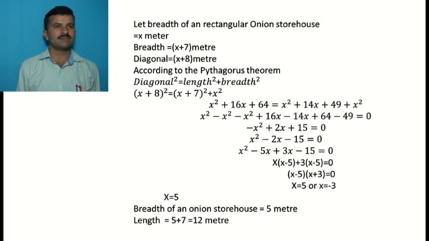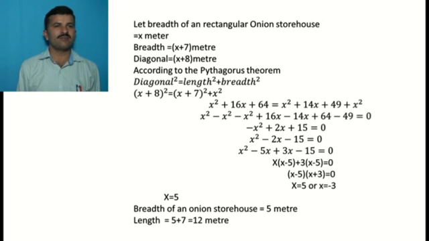Therefore the expansion of (x plus 8) bracket square is x square plus 16x plus 64, and the expansion of (x plus 7) bracket square is x square plus 14x plus 49, and x square you have to write as it is. All the terms which are on the LHS you have to take to the RHS, and the equation becomes x square minus x square minus x square plus 16x minus 14x plus 64 minus 49 is equal to 0, and the equation becomes minus x square plus 2x plus 15 is equal to 0.